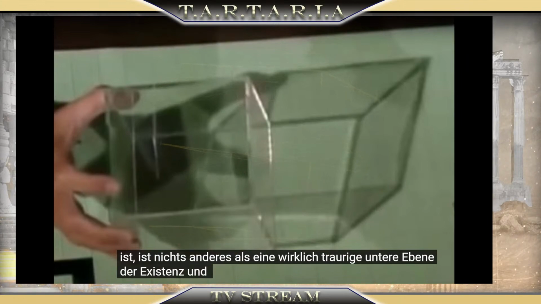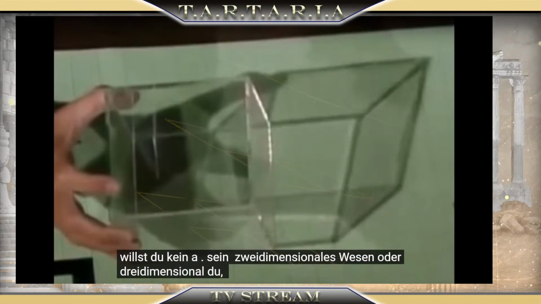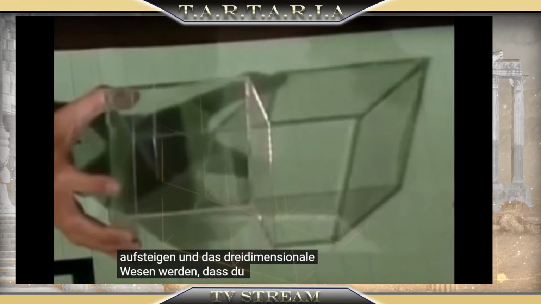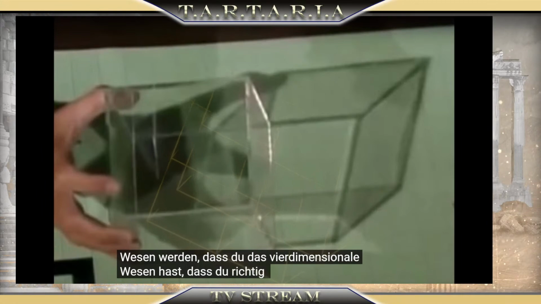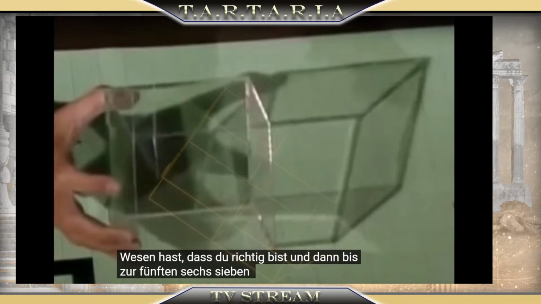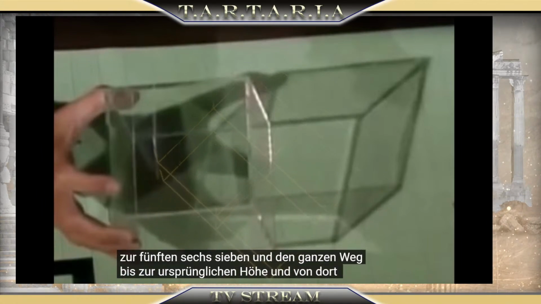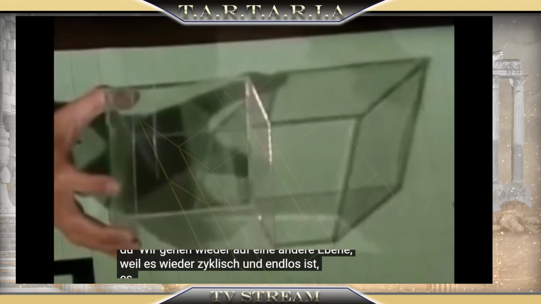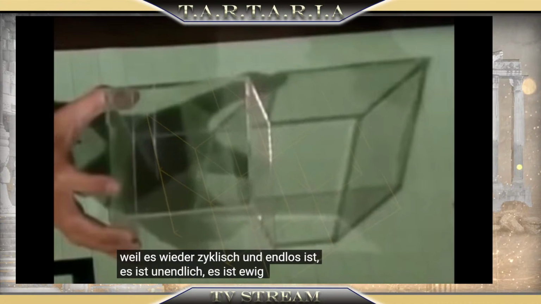And this is why you don't want to be a 2-dimensional being or a 3-dimensional being, but you want to rise up and become the 4-dimensional being that you are, right? And then go up to the 5th, 6th, 7th, and all the way up to original height. And from there, you go to another level again, because it's cyclic and unending. It's infinite. It's eternal, right?